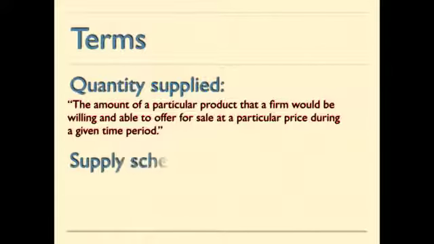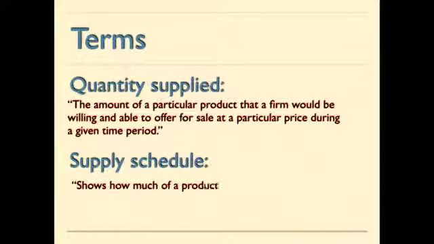So quantity supplied is the amount of a particular product that a firm will be willing and able to offer for sale at a particular price during a given time period. And the supply schedule shows how much of a product firms will sell at alternative prices.